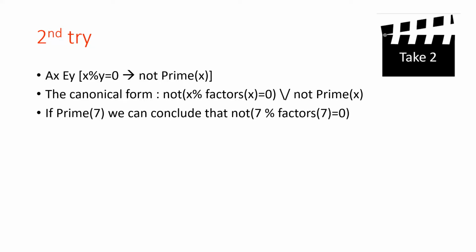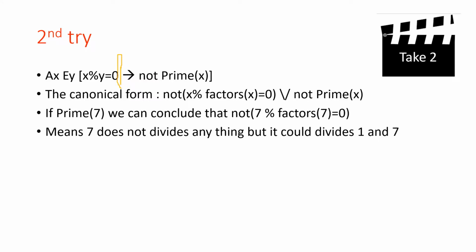So everything is fine, but I just have to consider that factors of 7 could be 1 or 7, the number itself, or 1. So I just have to make this restriction, which could be something in here. Before I do the implication, I can put an extra condition for y and x, which means simply that y should be between 2 and x minus 1. Good.